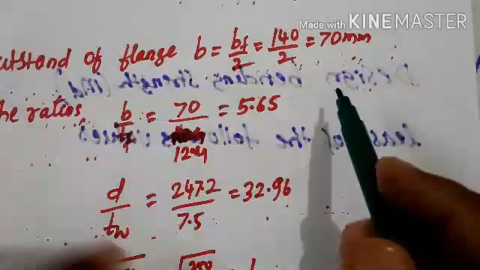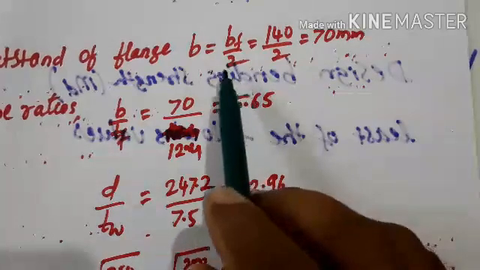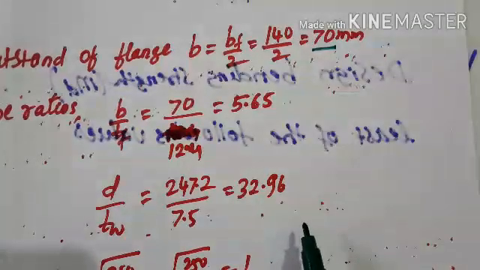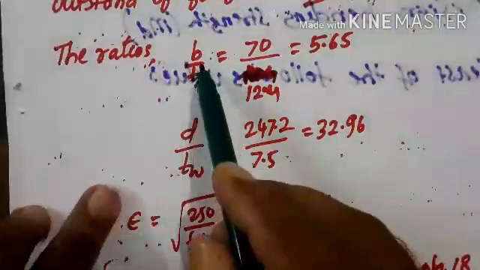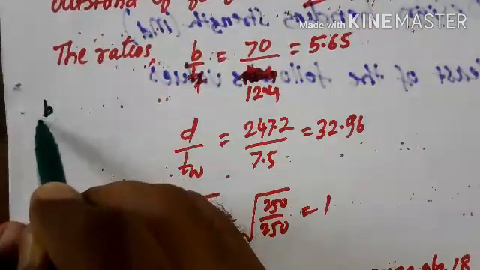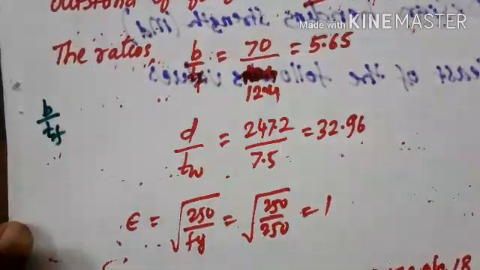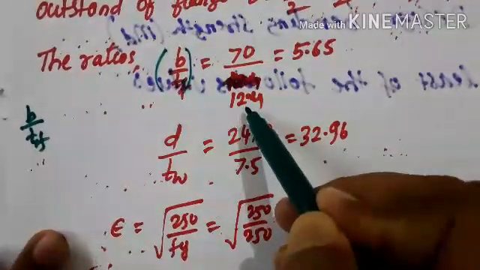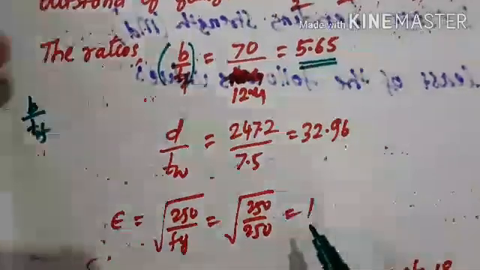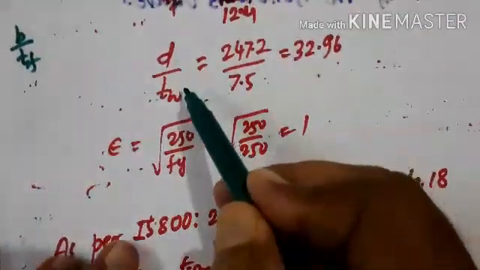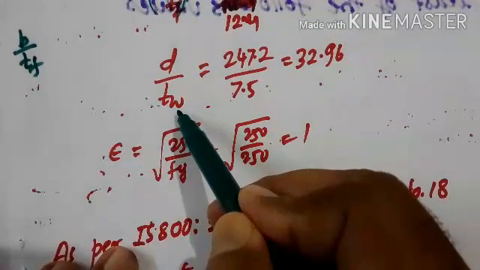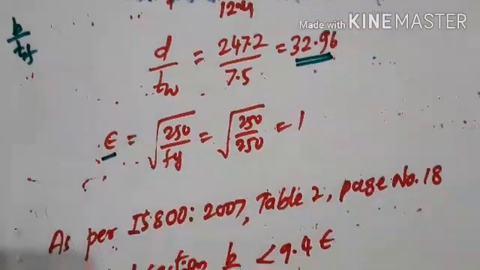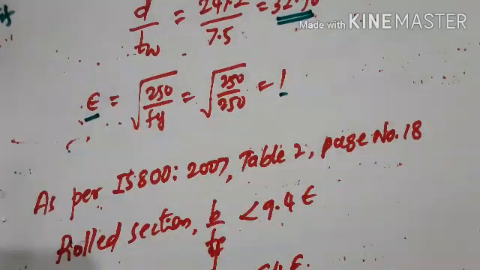As for the code, the outstand flange width will be b equal to half of the flange width. So this much we get. Then you have to calculate the ratios. One ratio is b by tf, thickness of flange: 70 divided by 12.4, we get this much. Then another ratio you have to calculate, depth to thickness of web. Then this much we got. Then calculate epsilon, this one we get 1.